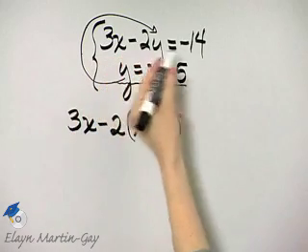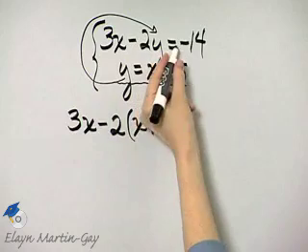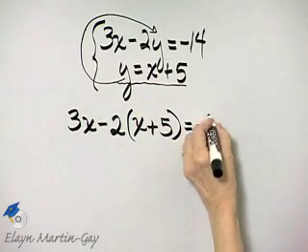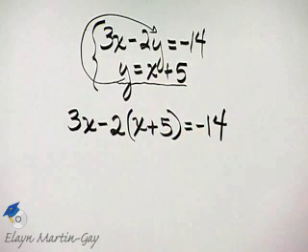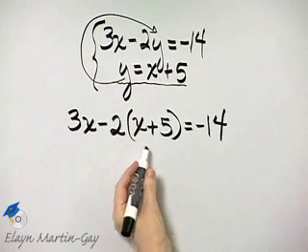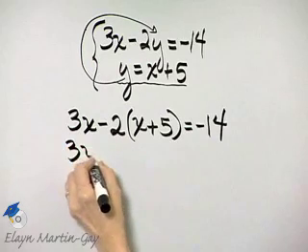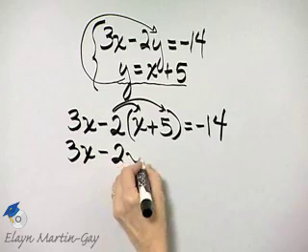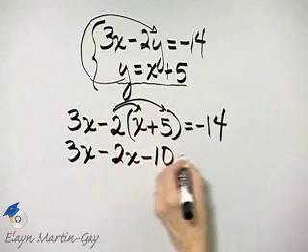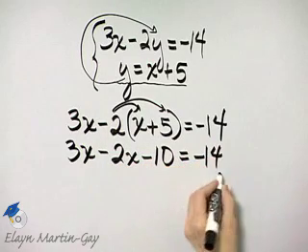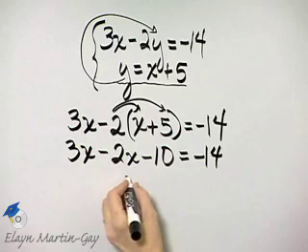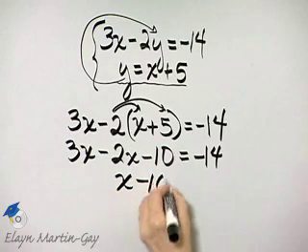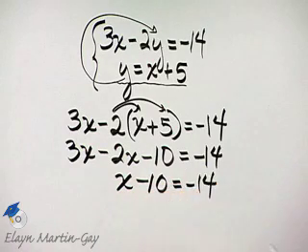So 3x minus 2 times x plus 5 is equal to negative 14. Now notice we have an equation in one variable, x. Let's solve this equation for x. So that's 3x. Let's use the distributive property here. That's minus 2x minus 10 is equal to negative 14. 3x minus 2x is x, minus 10 is equal to negative 14.